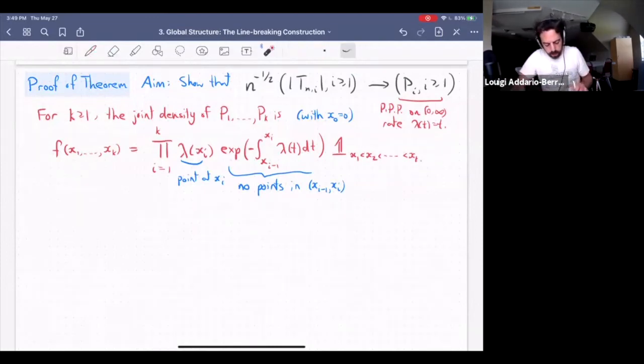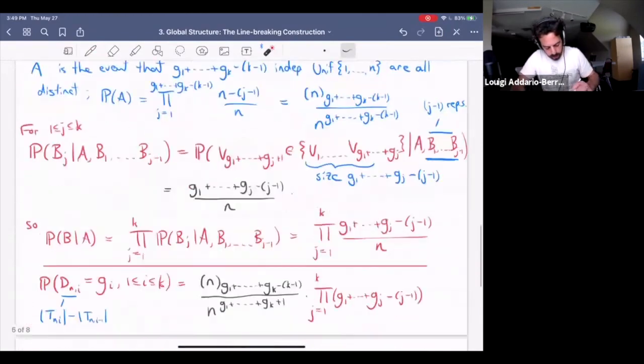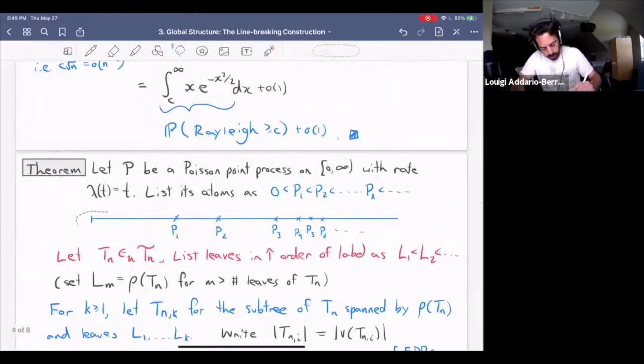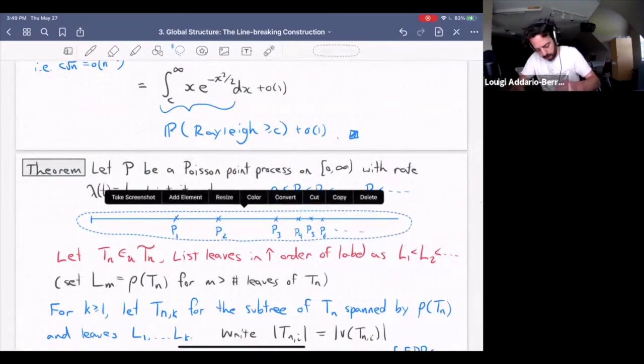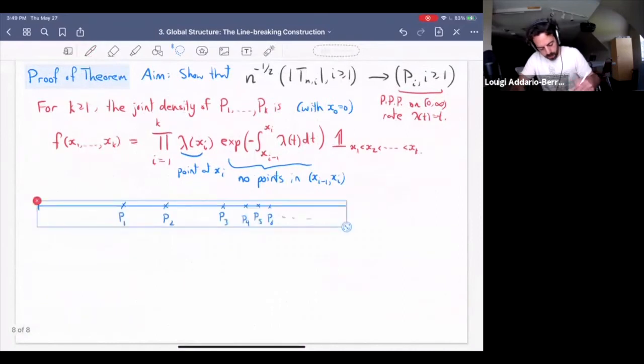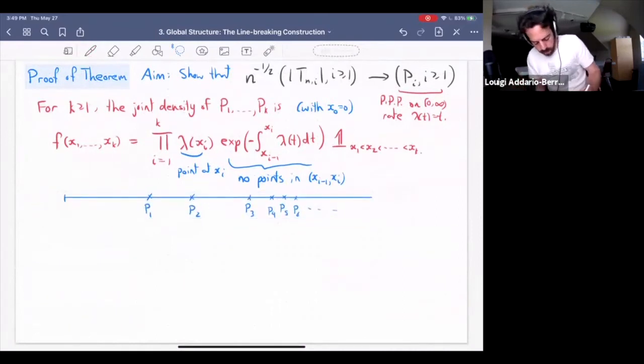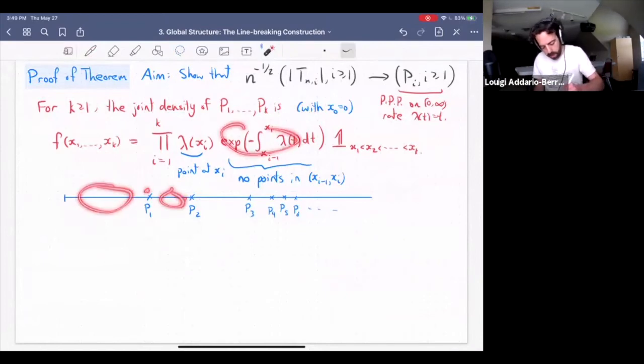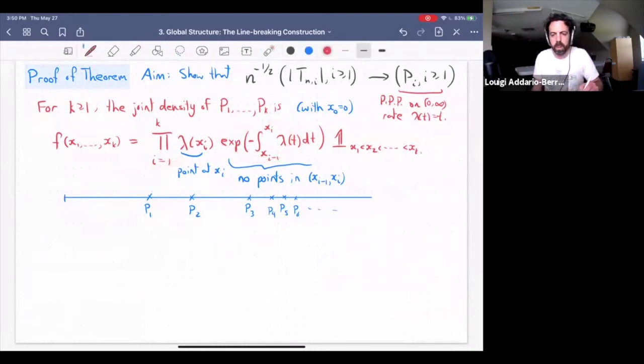Okay, so that's the picture of the joint density for the first k of these. We said we want the points to be here, and then we don't want any points here, and we don't want any points here, and each time that kicks in an exponential term. And the product form is just due to the property of Poisson processes that the numbers of points in disjoint regions are independent.